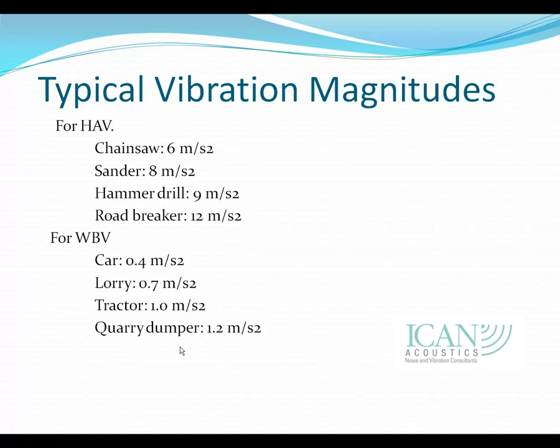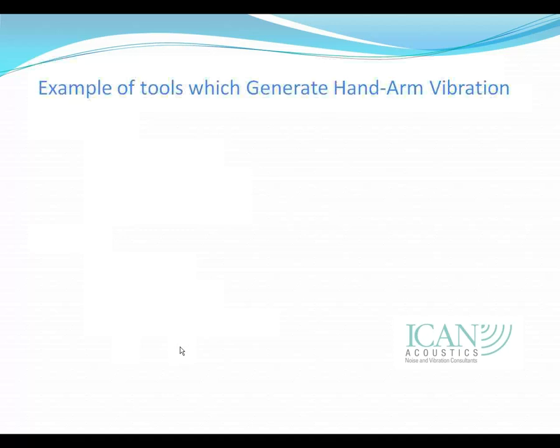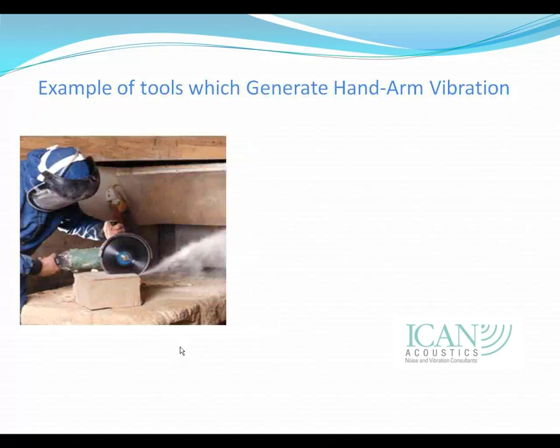Okay, so moving on to the next slide. Here are some examples of tools that generate hand-arm vibration. Now this is an angle grinder, and you'll notice there are two handles on it. There's a handle here, and there's also a handle here. So this operator's arm, both hands, should say, are exposed to hand-arm vibration. So in a case like this, we would measure the vibration magnitude on both handles.